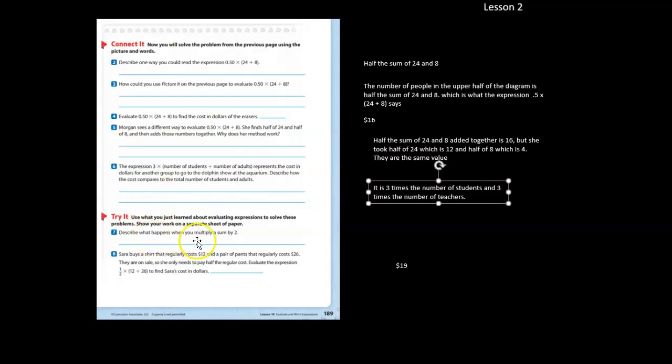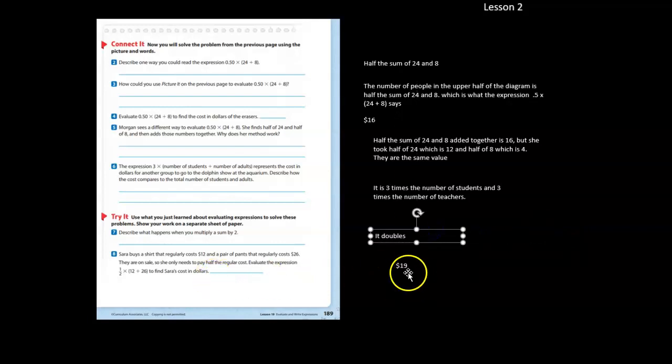Bottom, describe what happens when you multiply a sum by 2. Well, it's going to double. And then the last one is number 9.